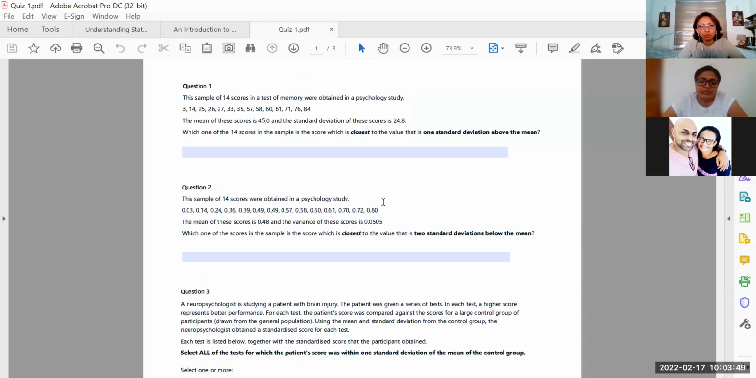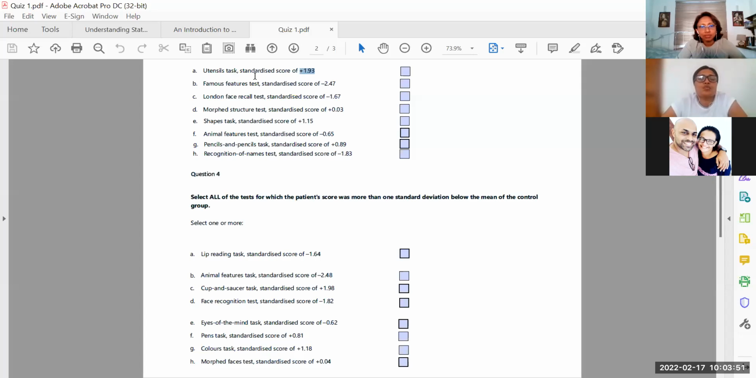Okay. So here, the utensil standard score is 1.93. So 1.93 means what? Whatever the score is, it is not within one standard deviation. 1.93 means it's 1.93 standard deviations away from the mean. It's not within. But we have to find the scores which are within one standard deviation, right? So that is not one of them.